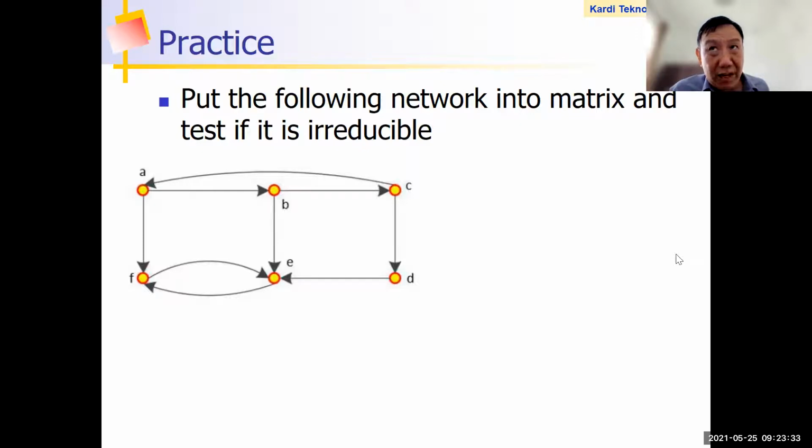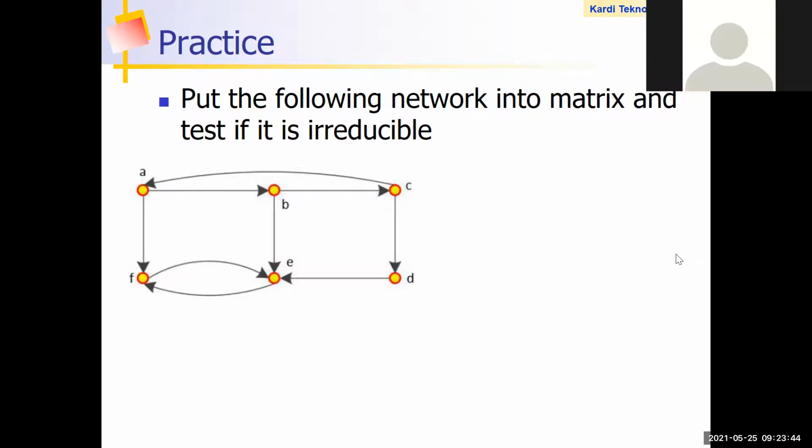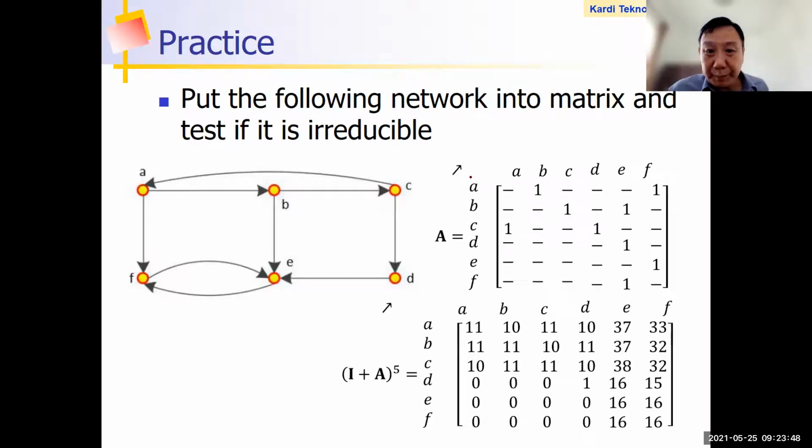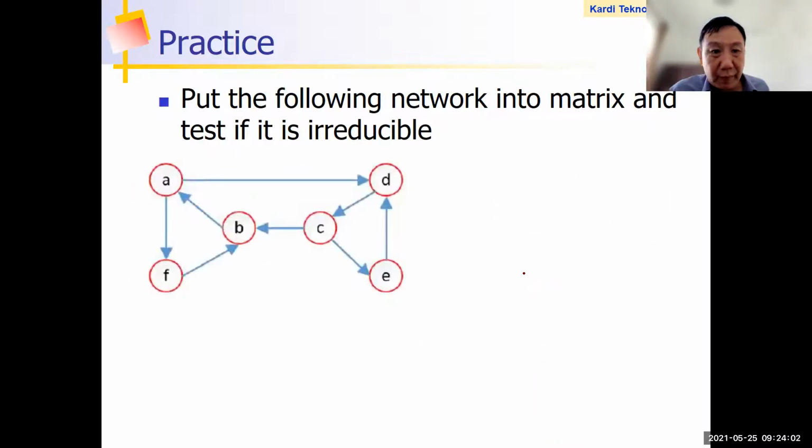So which are the components that make it reducible? F and E. Very good, Darren. Yeah, this is exactly the same as before. So if you put it into the matrix, you will get this. You see there is 0, 0 here. So that means this is reducible.